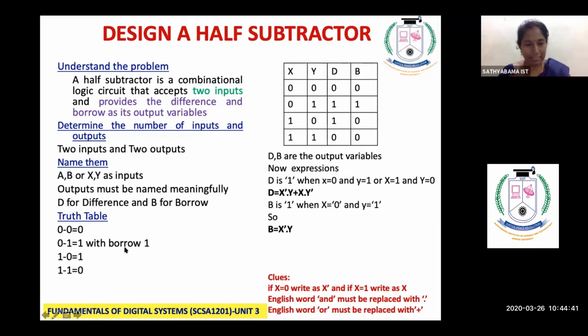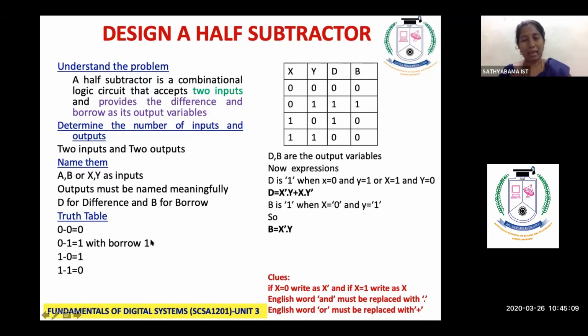See ma, I am repeating. 0 minus 1 cannot be performed as such. So what we have to do? We have to borrow a 1. So I clearly wrote for 0 minus 1, there should be a borrow 1. And when you have borrowed a 1, this 0 will become 1, 0. 1, 0 means what? 2. When it becomes 2, 2 minus 1 is what? 1. So that's why I have written the answer as 1 and borrow as 1.